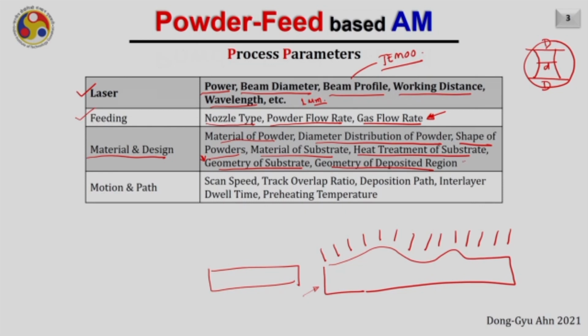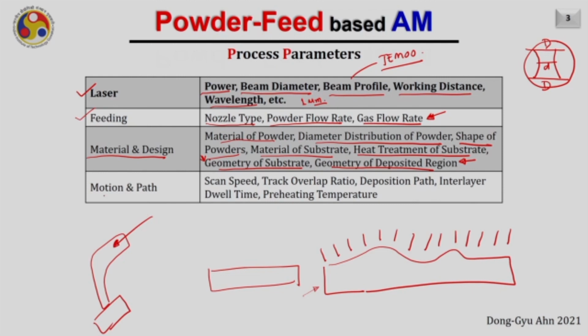And then another parameter is the geometry of the deposited region. So for example, if you are realizing any overhanging feature, then that will be another consideration, because in that case also you have to either tilt the table in such a way that your gun becomes perpendicular to the plane of deposition, or we tilt the gun.